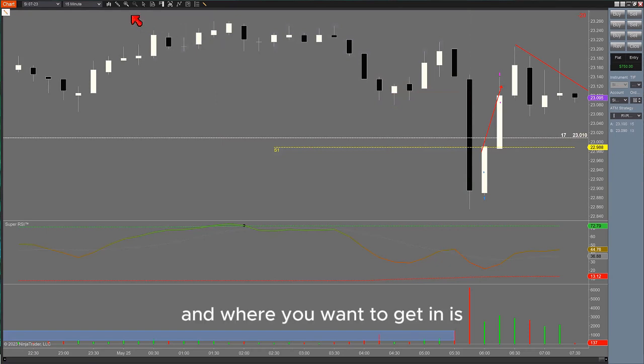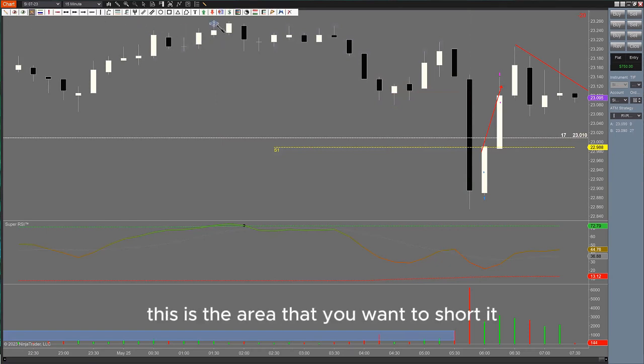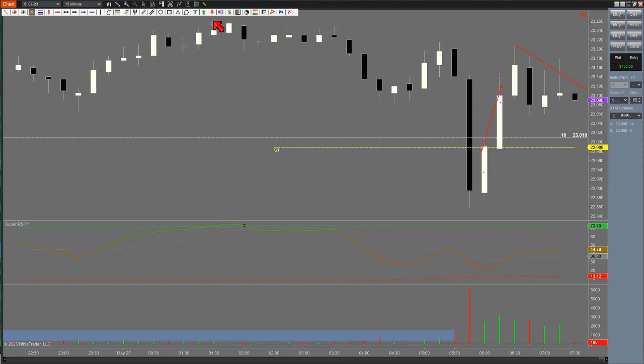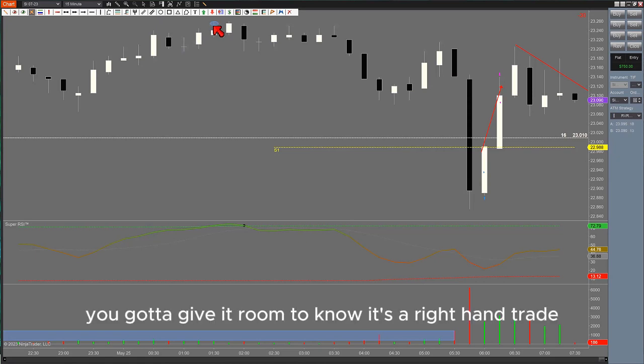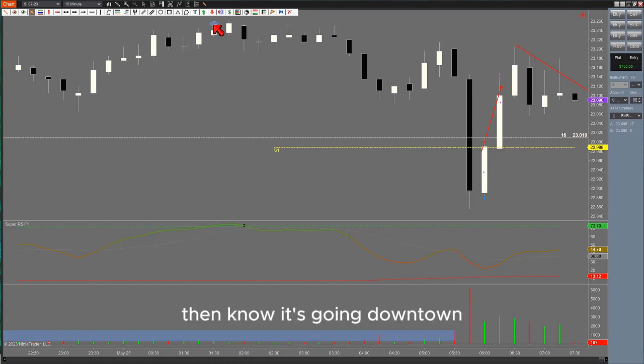And where you want to get in is this area that you want to short it. So you want to get short about on the bottom of this oval, not on the top. You've got to give it room to know it's a right-hand trade, to know it's going downtown instead of going up further. And you know that because you have a sense of how much wick you expect there to be to identify a sell signal and then demonstrate it.